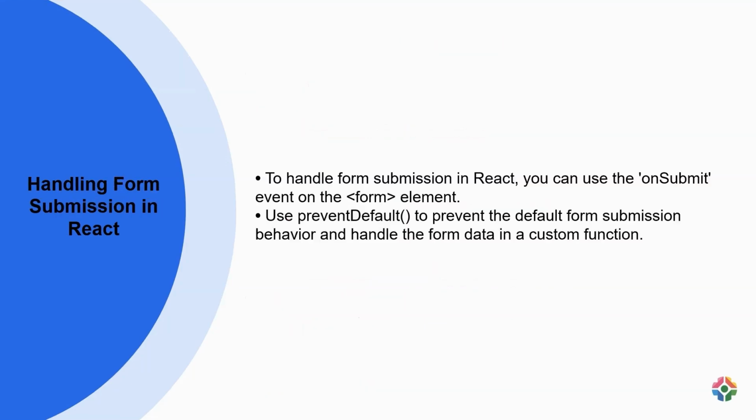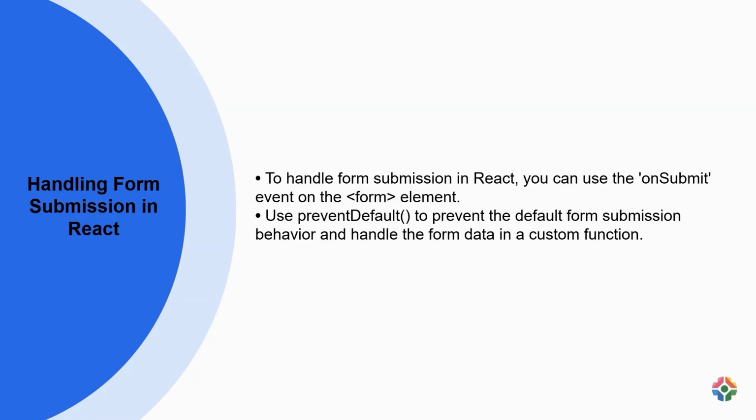When working with forms in React, you can manage form submission by utilizing the onSubmit event on the form element. To prevent the default form submission behavior and process the form data in a custom function, you can employ the preventDefault method. This allows you to control how form data is handled, such as validating inputs or making asynchronous requests.